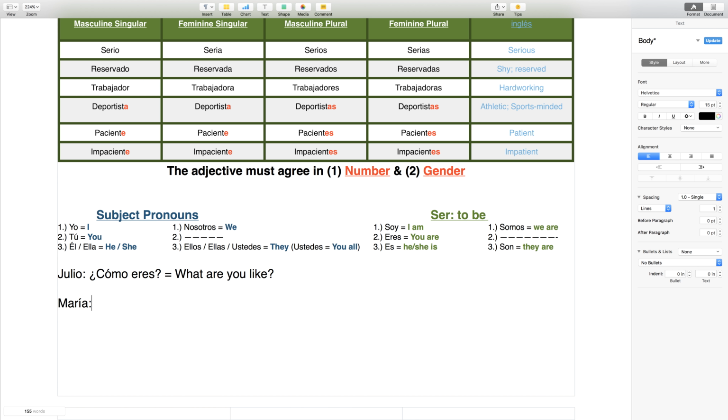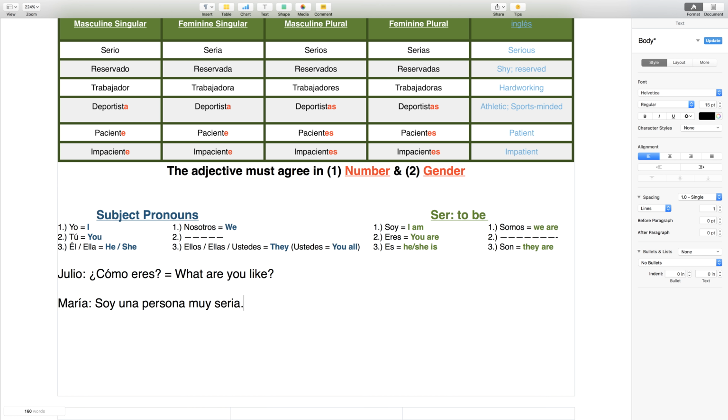And she replies with, soy, I am, una persona muy, soy una persona muy, I'm a very something type of person. And since this is Maria speaking, and there's only one person involved here, we will go to the feminine singular, and we could choose any of these right here. We'll just start at the top and work our way down. Soy una persona muy seria. I'm a very serious person.